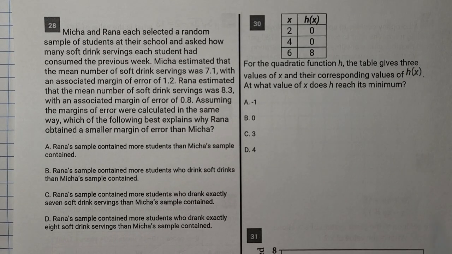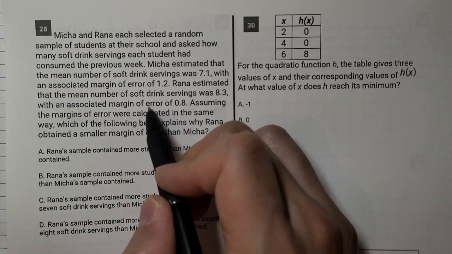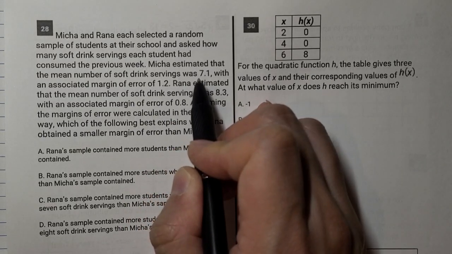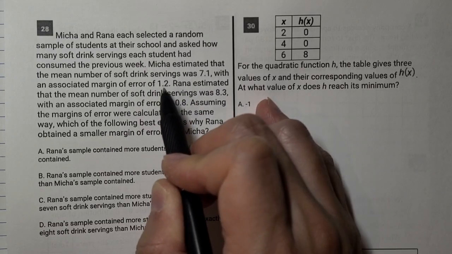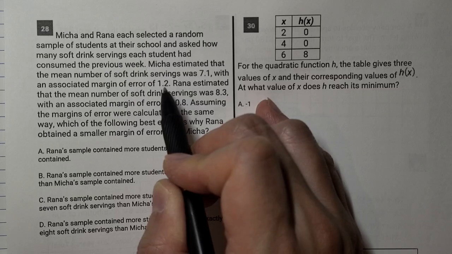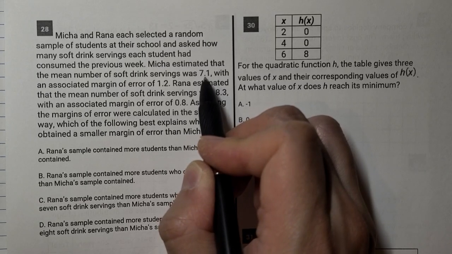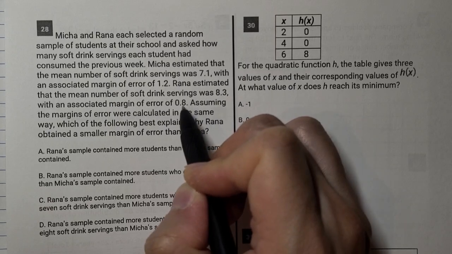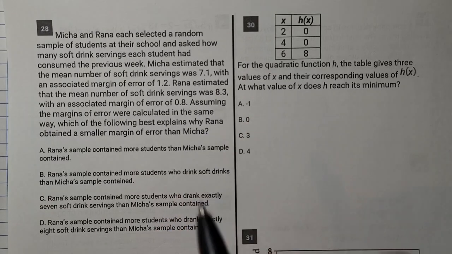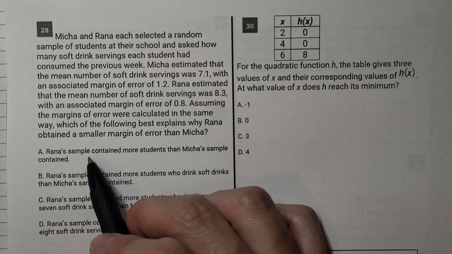So margin of error, basically, to give you the idea if you're not familiar with this or need a quick review, is: the mean was 7.1, margin of error of 1.2, so it could be 7.1 minus 1.2, worst case, or 7.1 plus 1.2, worst case. That's the worst case error, plus or minus 1.2 from the value you calculated, 7.1. It could be smaller than that, so that's margin of error. Similarly, 8.3 plus or minus 0.8, that's the worst case. Okay, so which of the following explains why Rana obtained a smaller... Okay, let's read the choices.